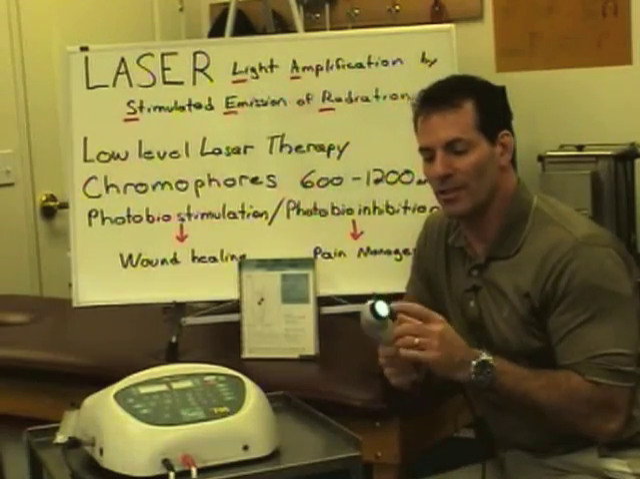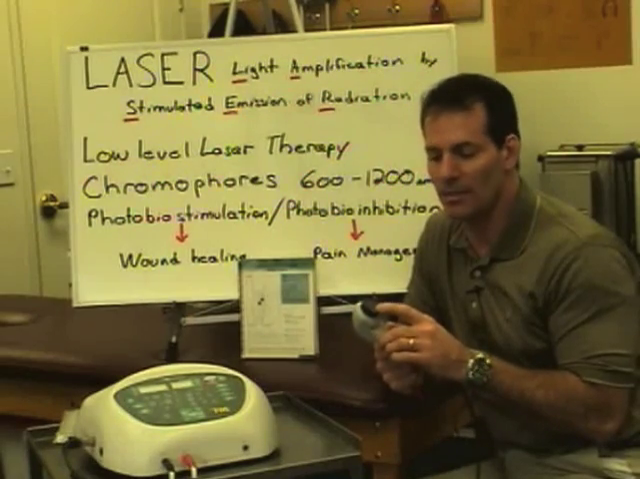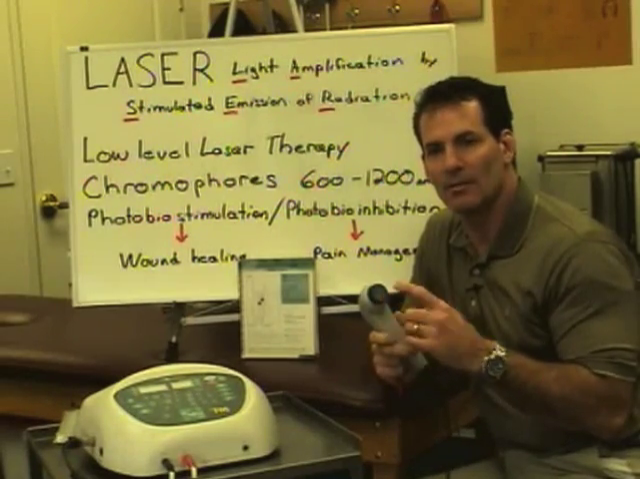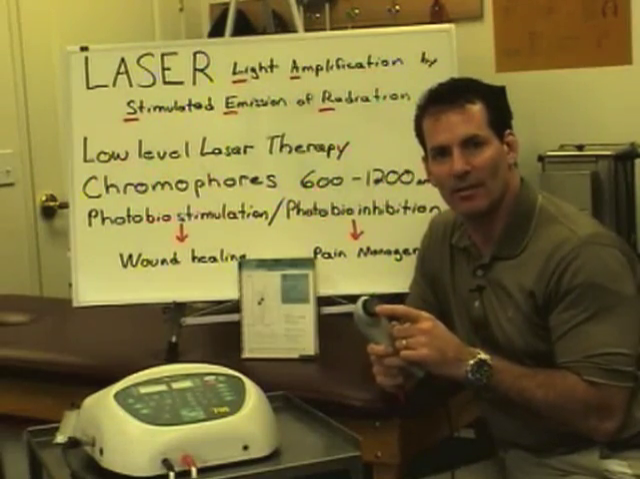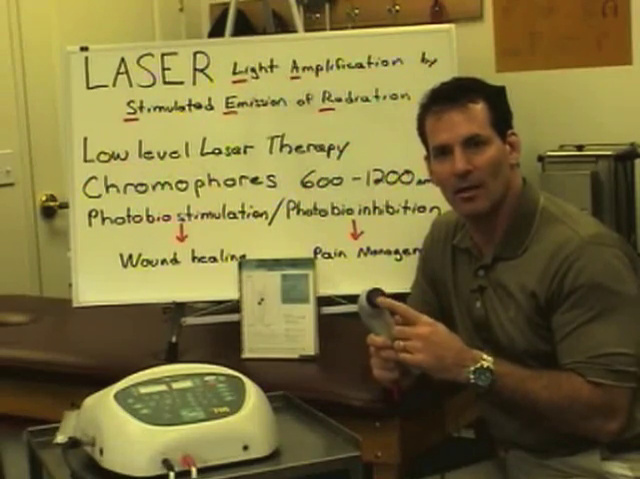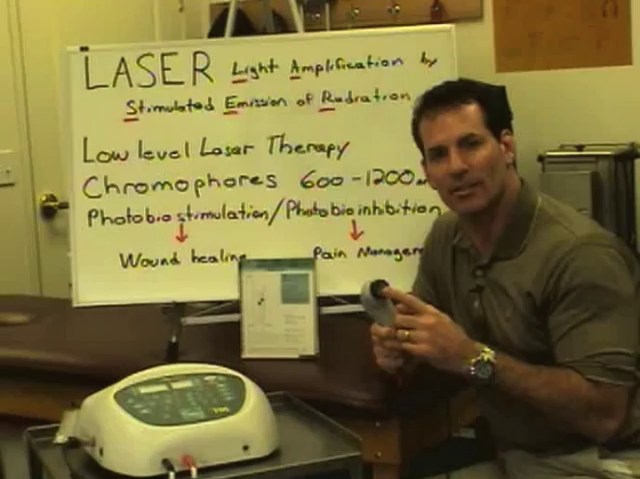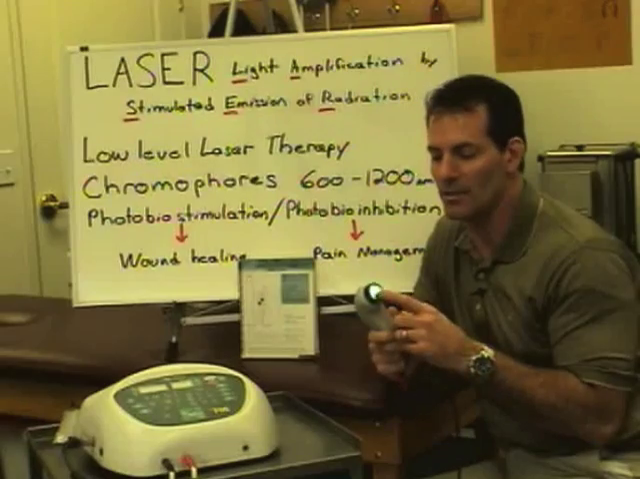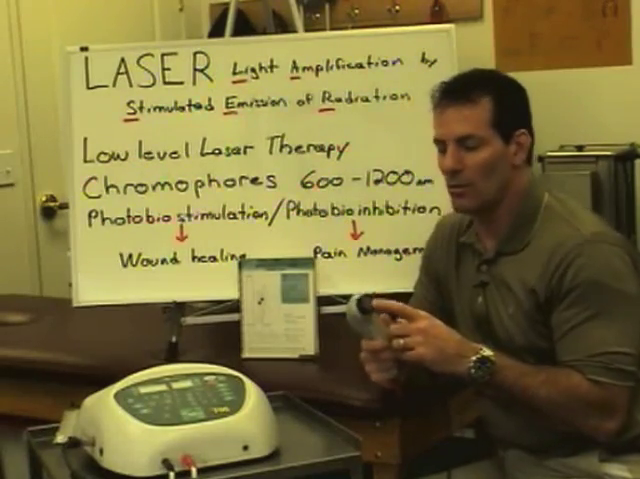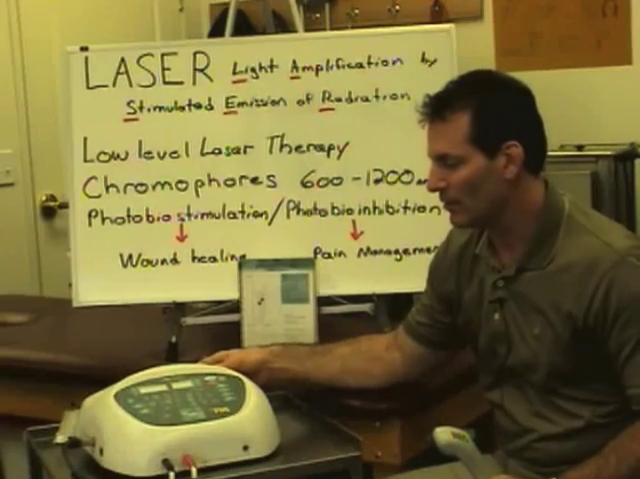Now this also is a diode that has multiple diodes inside. So the diodes have different wavelengths, and so we have a variety between 640 and I believe 900 in this diode right here. So just to give you an example of what that might look like.